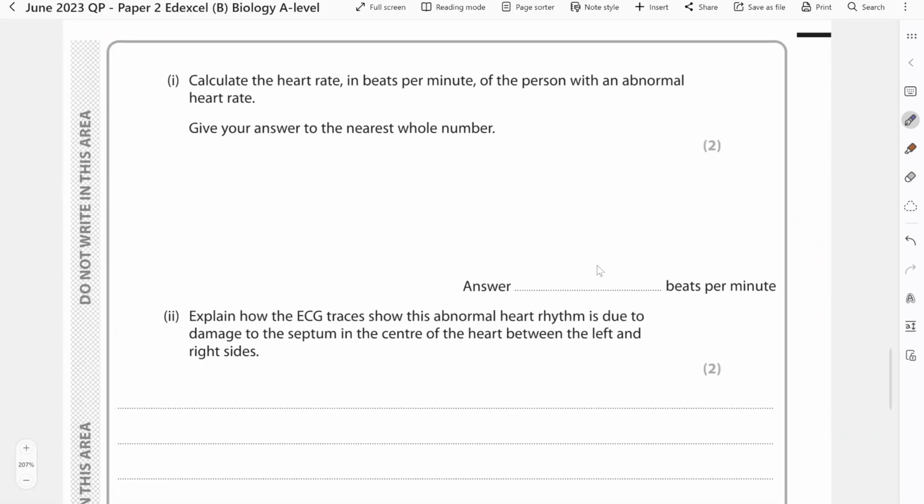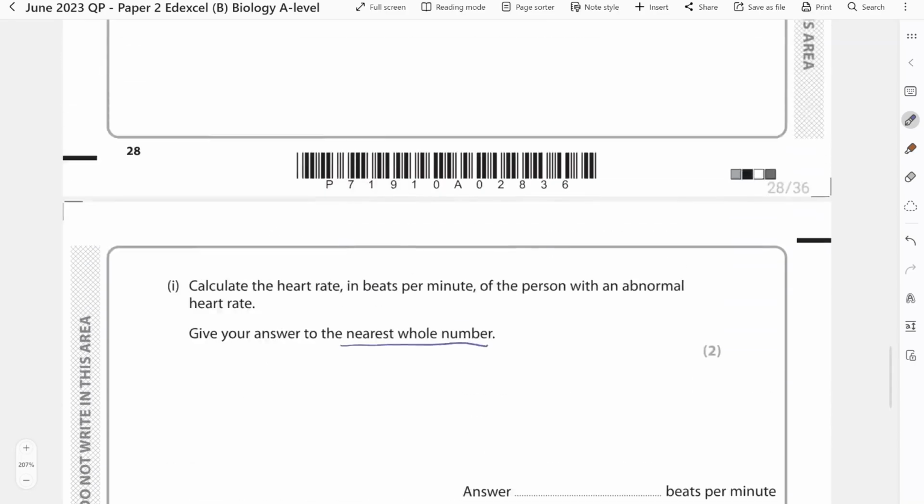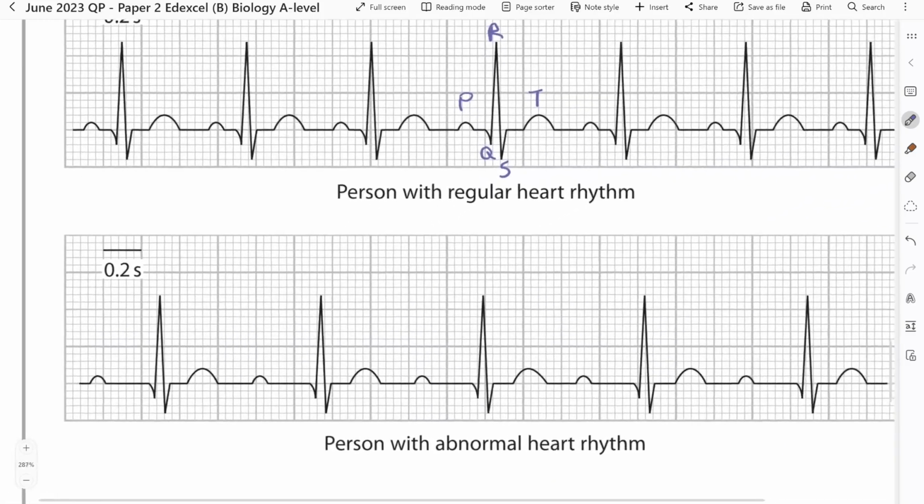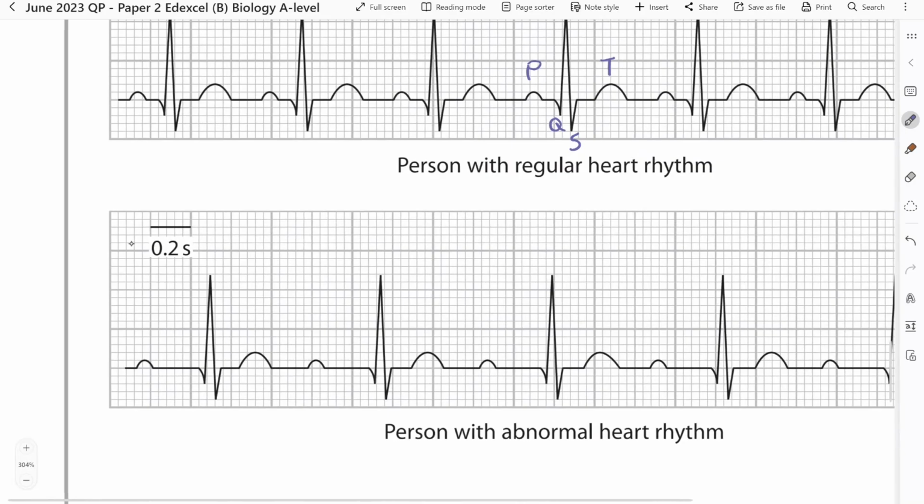Calculate the heart rate in beats per minute of a person with an abnormal heart rate. Give your answer to the nearest whole number. Okay, let's look at the person with abnormal heart rate. So I'm going to zoom in so we can draw this out. Okay, so this part here represents the beginning. This part here represents the end of one heartbeat, and we're just going to calculate how long that one heartbeat is. So that would be 0.84 seconds.